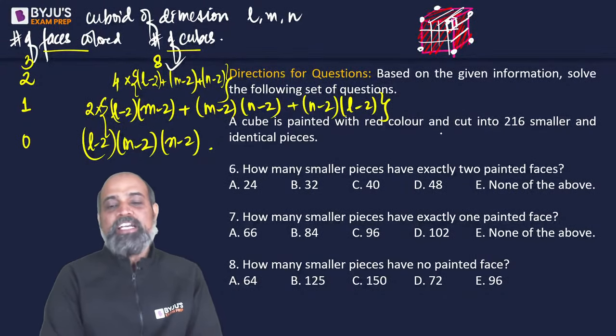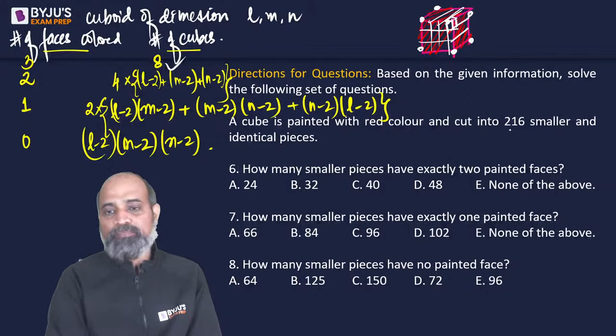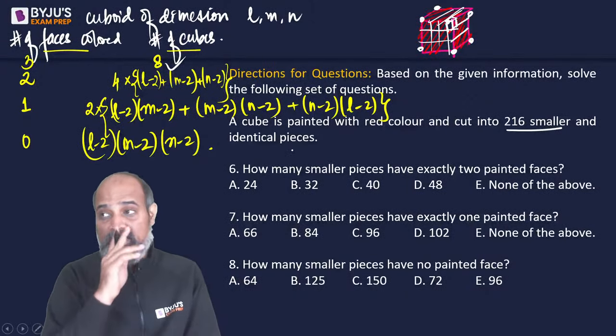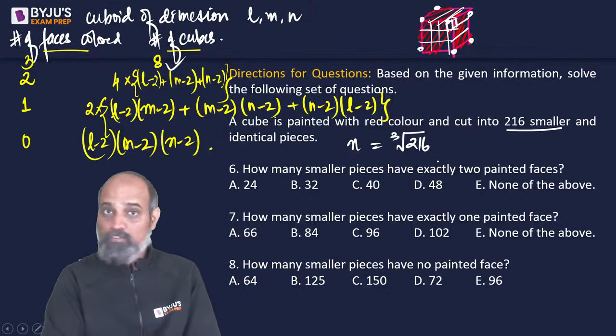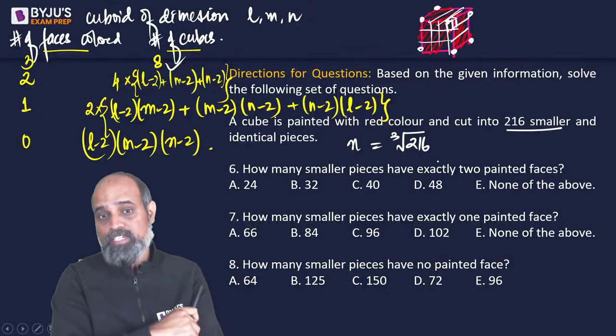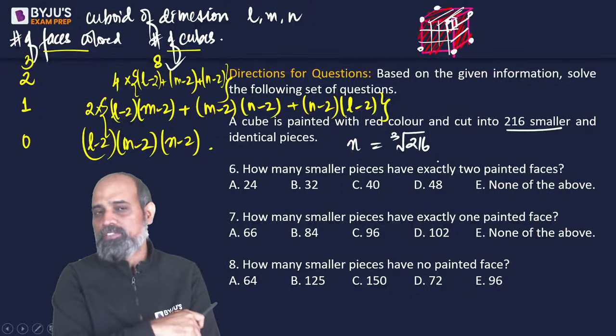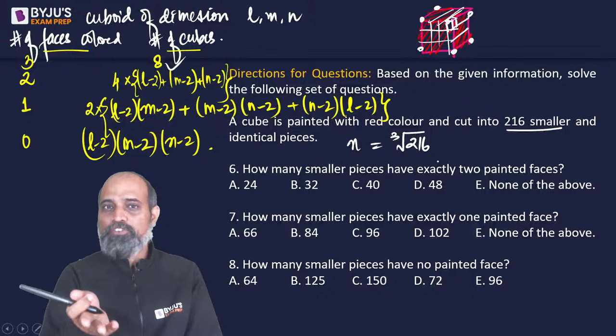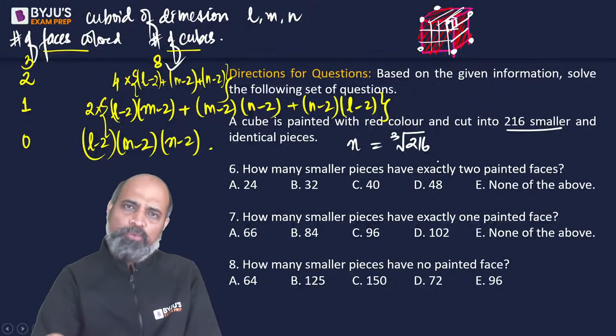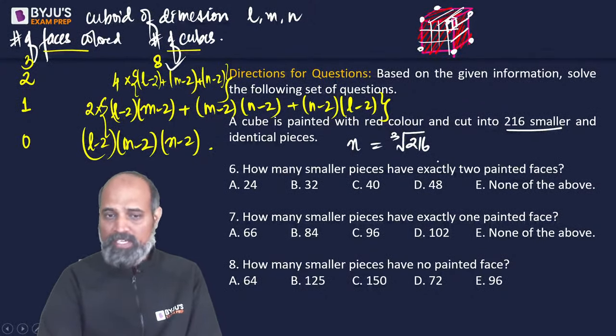A cube is painted with red color and cut into 216 smaller and identical pieces. Since there are total 216 identical pieces, what is the value of n here? The value of n will be cube root of 216. We have already used this in the previous 2 questions as well. If the total number of cubes is given and if you need to find out the dimension, take the cube root of that number. Okay?